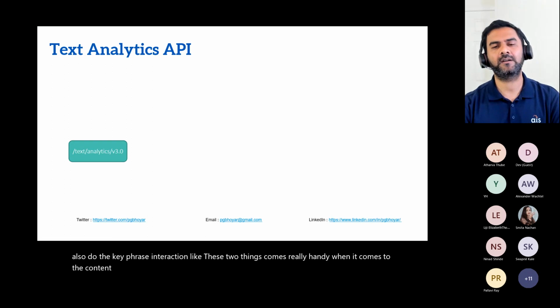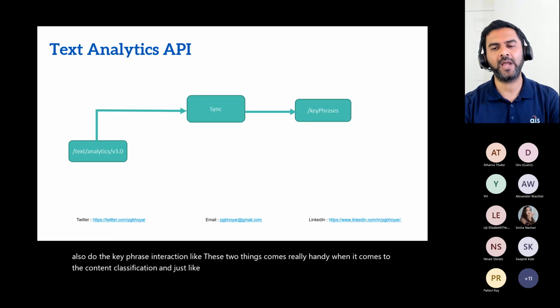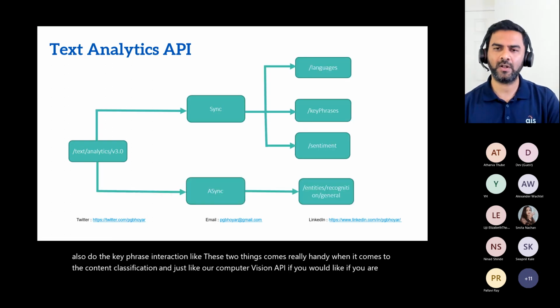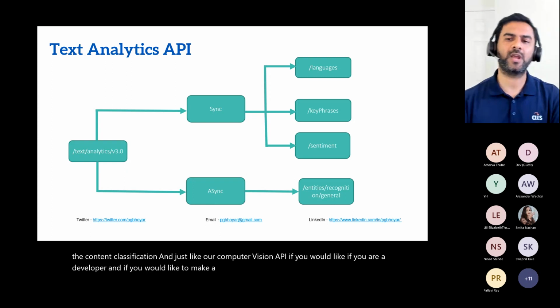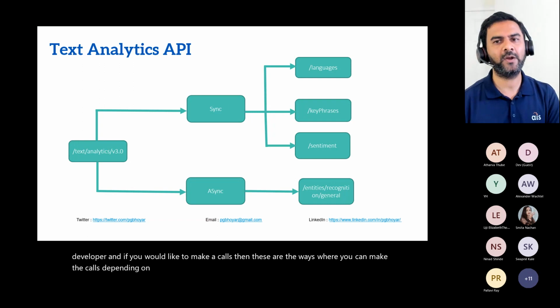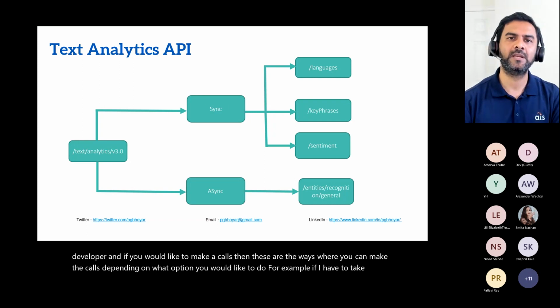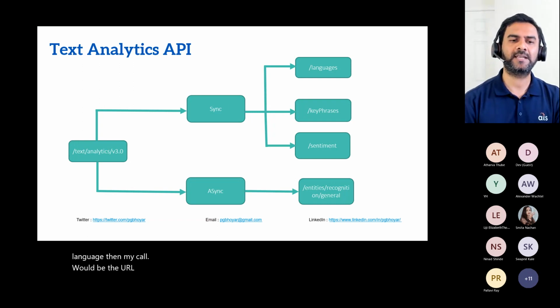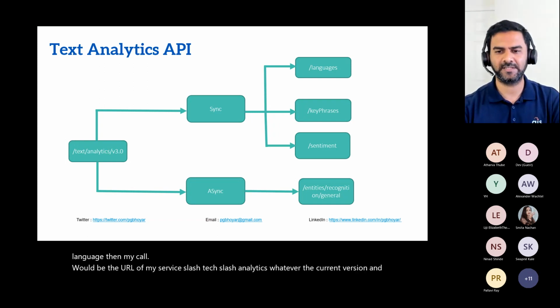And just like our computer vision API, if you are a developer and if you would like to make calls, then these are the ways where you can make the calls depending on what operation you would like to do. For example, if I detect the language, then my call will be the URL of my service slash text slash analytics, whatever the current version is, and then slash languages or key phrases.